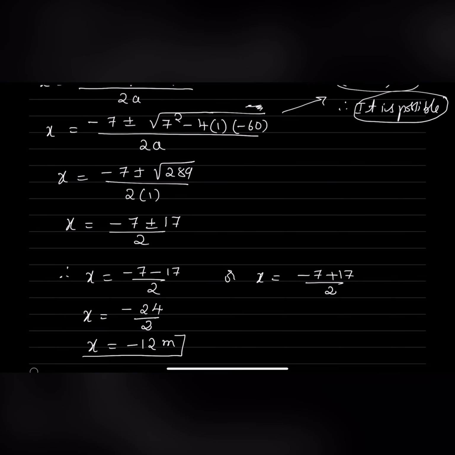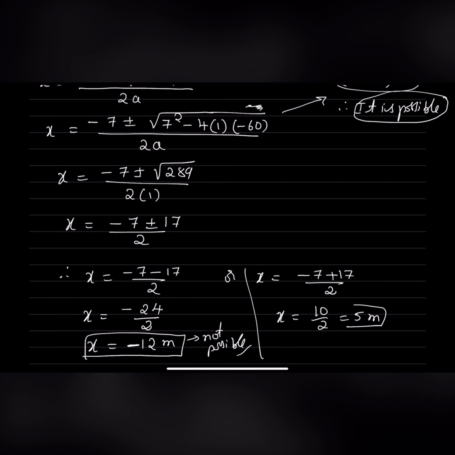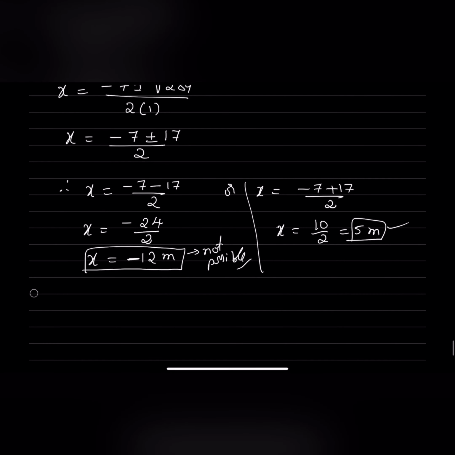meters, which is not possible. Since the side cannot be negative, it is ruled out. Let us take a look at the other one. X is equal to 17 minus 7 is 10, by 2, that is 5 meters. So 5 meters, which is the right, correct answer. So x is equal to 5.